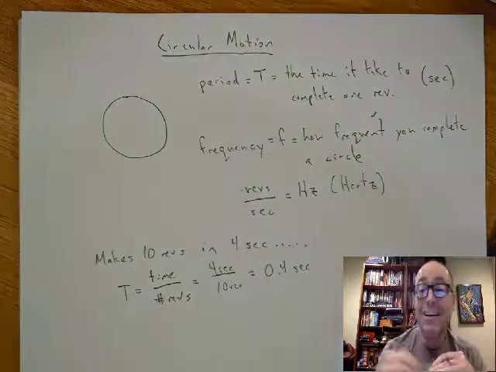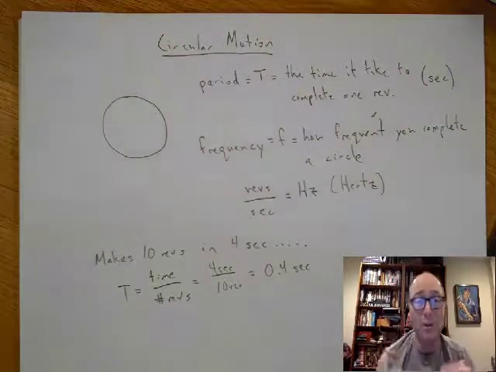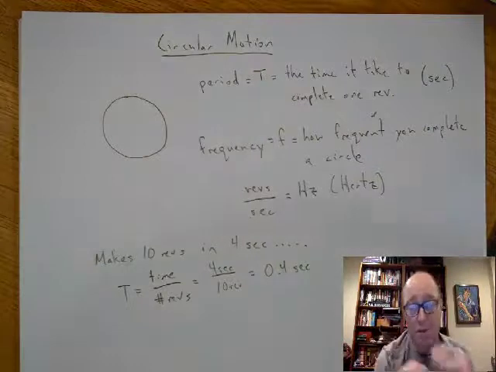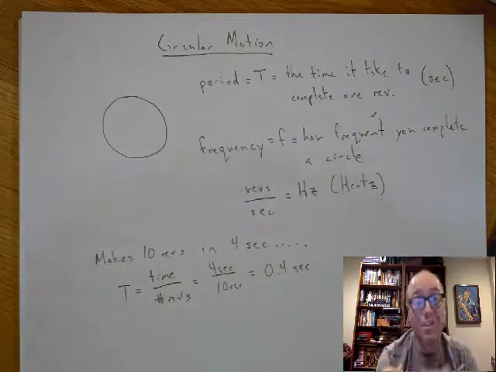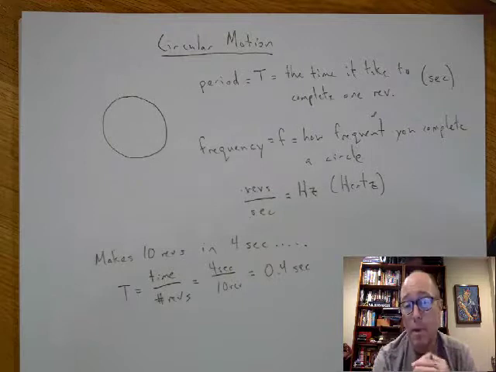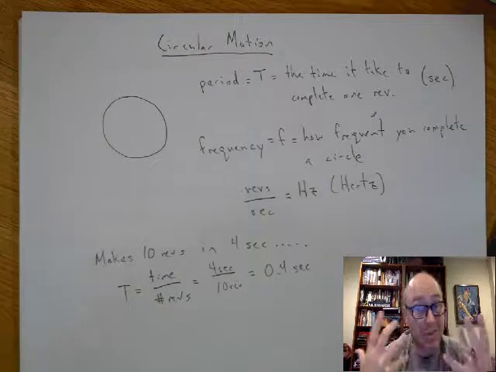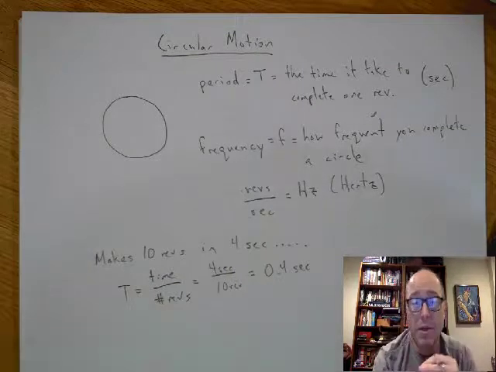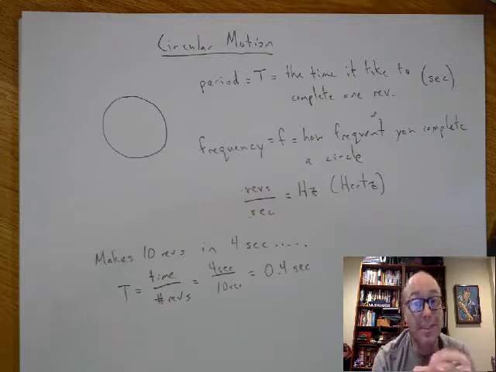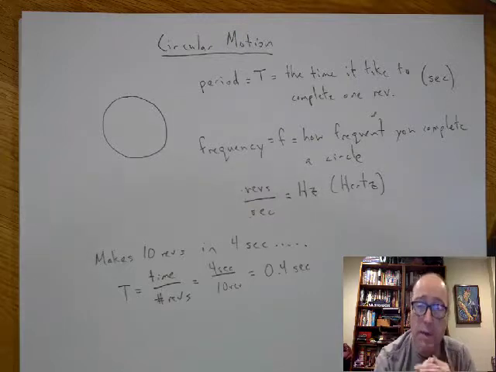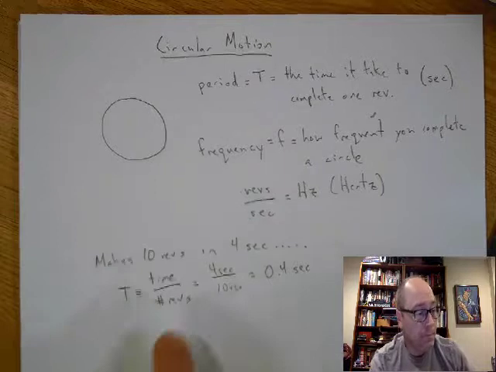Now, you don't have to say the per revolution because the definition of the period is how long it takes to go around once. So that per revolution is implied. But if you want to say that just so that you understand it better, that's great. Okay, so that would mean it would take 0.4 seconds to go around one time.